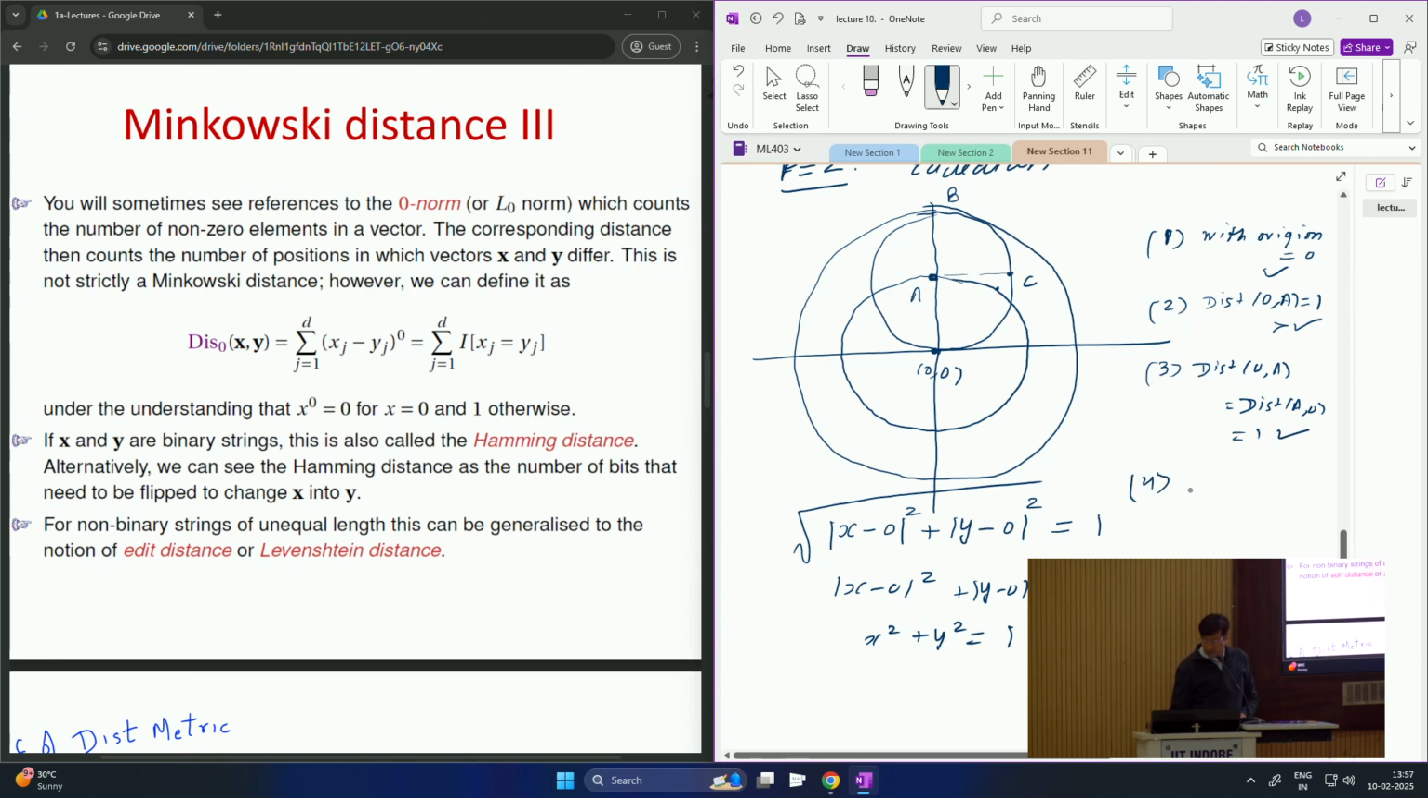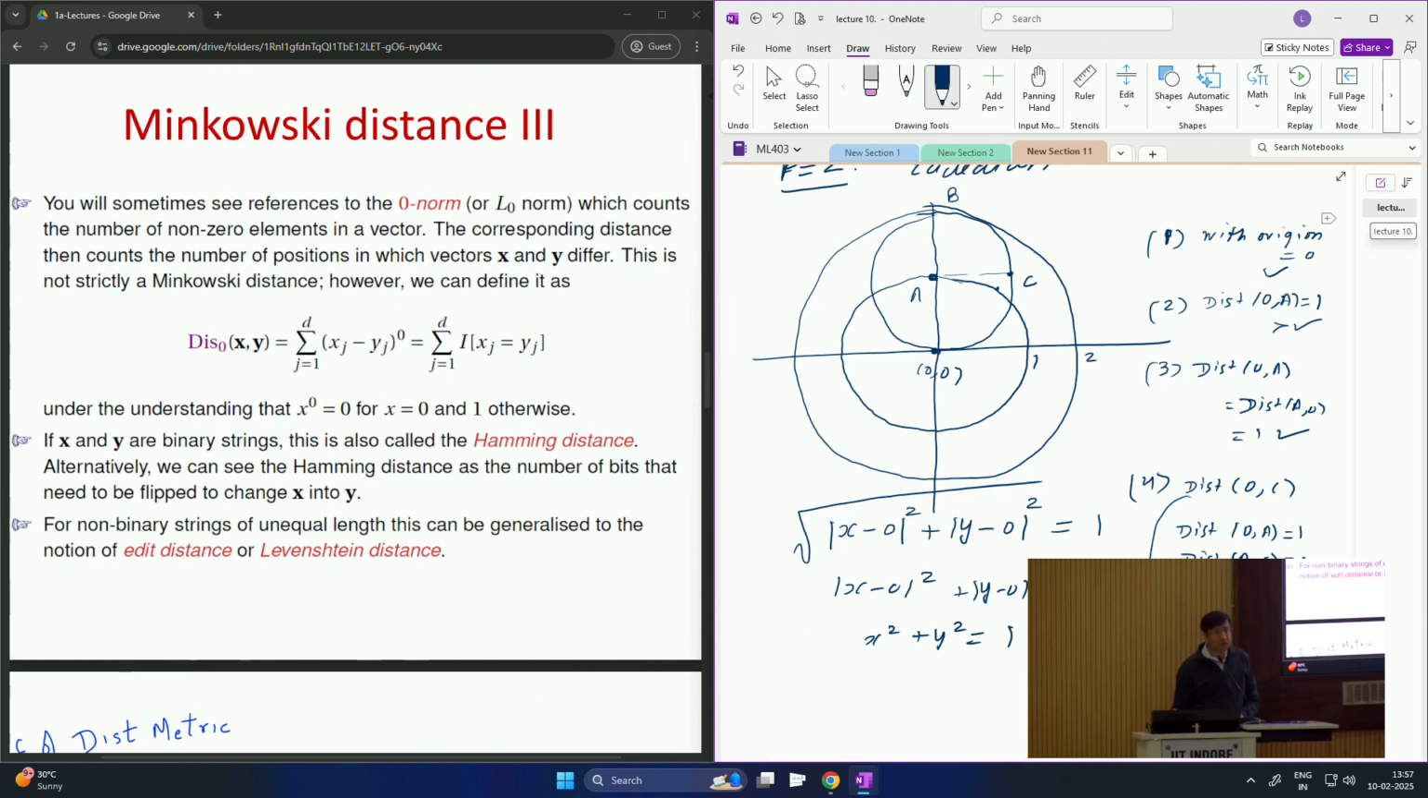So the question is, what is the distance of 0 to C? And what is the distance from 0 to A? 1. Distance from A to C is? That's also 1 because it's a 1 radius circle you have drawn. Now distance from 0 to C is how much? No, it's not 2. 2 is here. It is less than 2 and greater than 1. Correct? It will be root 2.